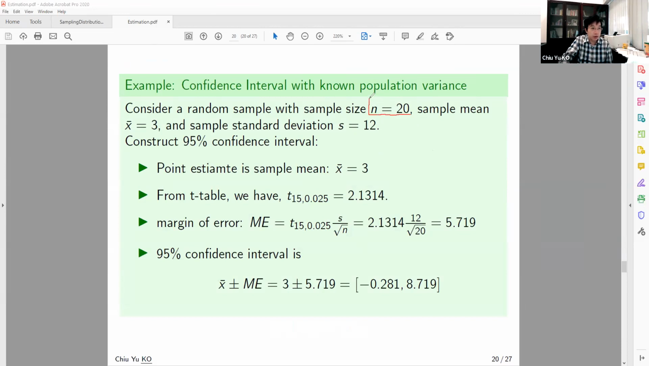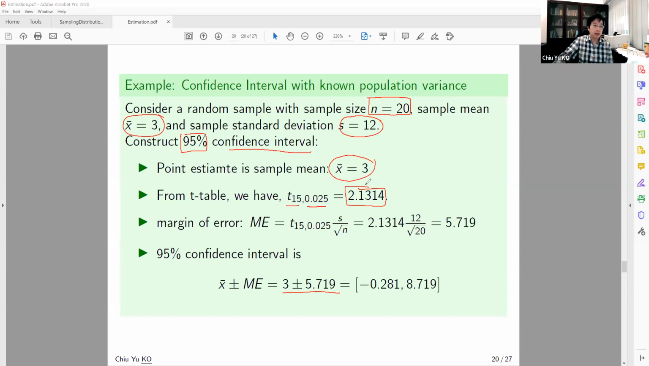The sample size is 20, the sample mean is 3, and the sample standard deviation is 12. I want to construct a 95% confidence interval for the mean. We know it's 3, so it must be 3 plus or minus a certain thing. Here, first, you need to look at this t n minus 1 at 0.025, which gives you this number.